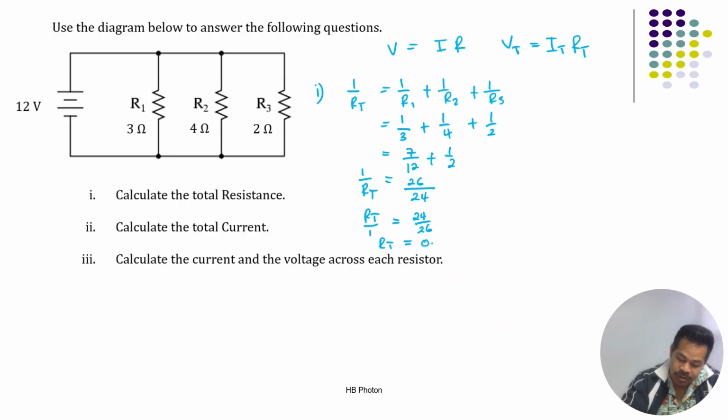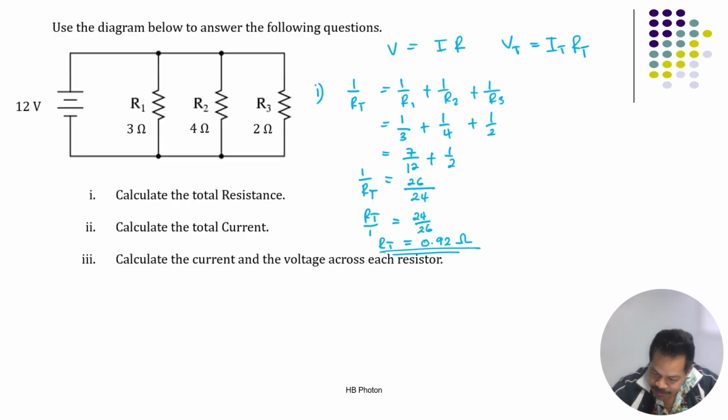0.92. So this is the total resistance in the circuit, 0.92. If I add a resistor in parallel, it results in a lesser amount of resistance. You see, 3 plus 4 plus 2 in parallel circuits is equal to 0.92 ohms.